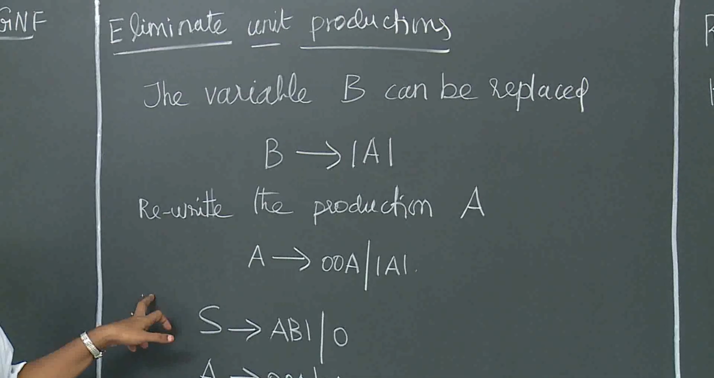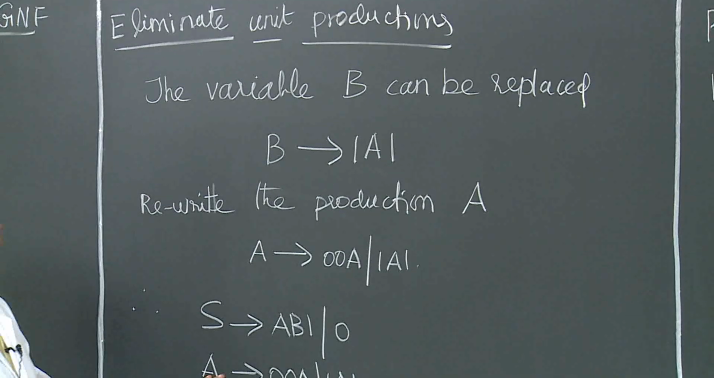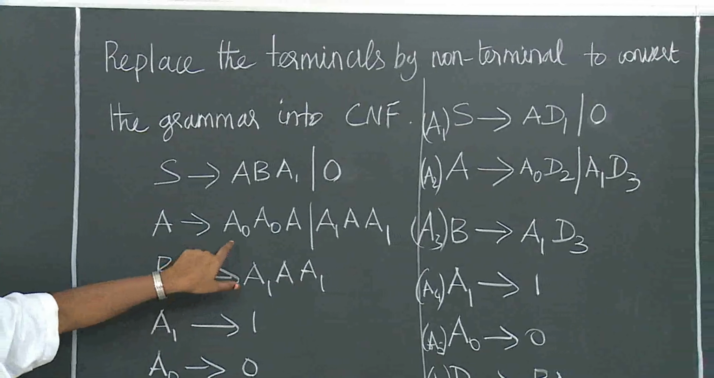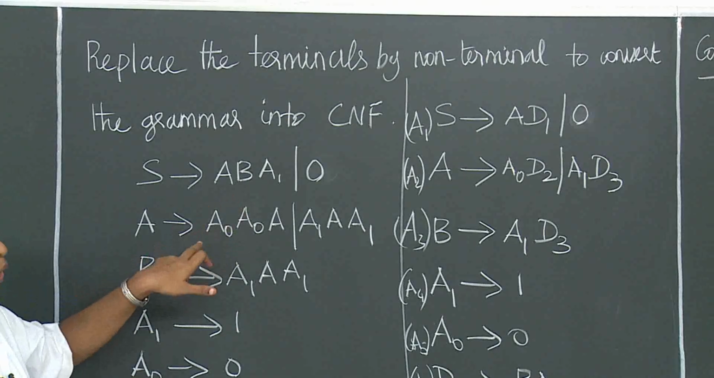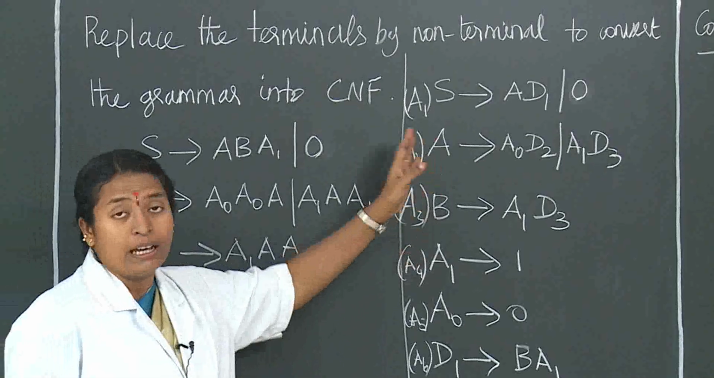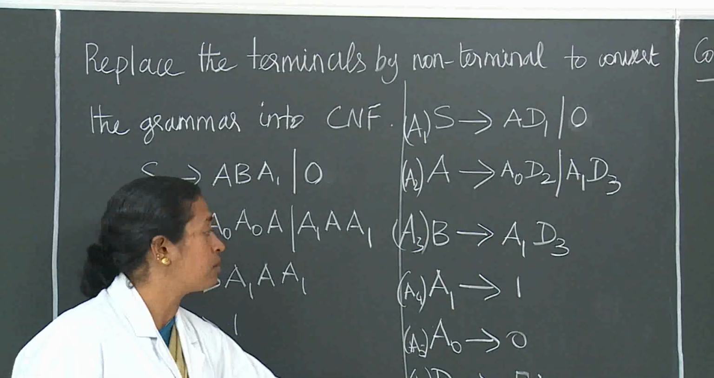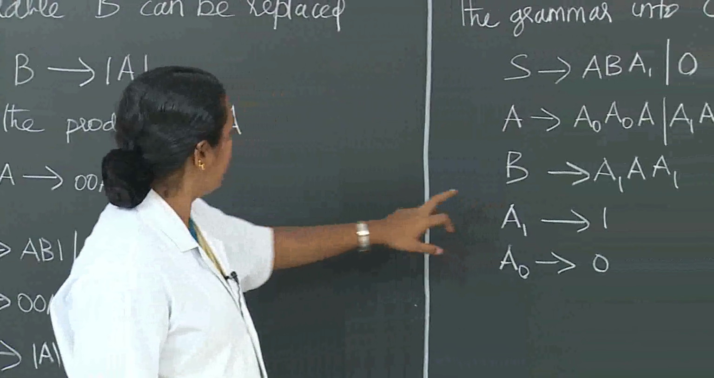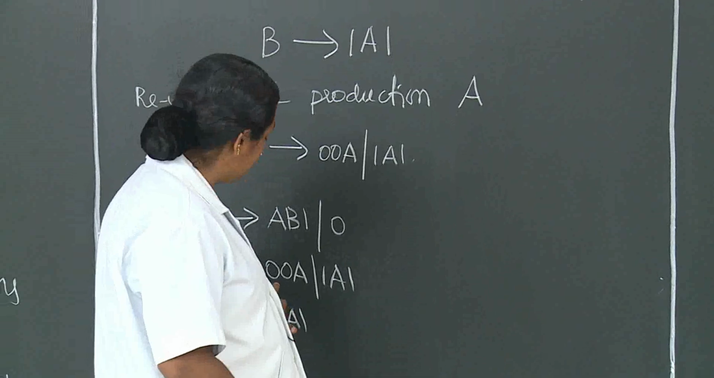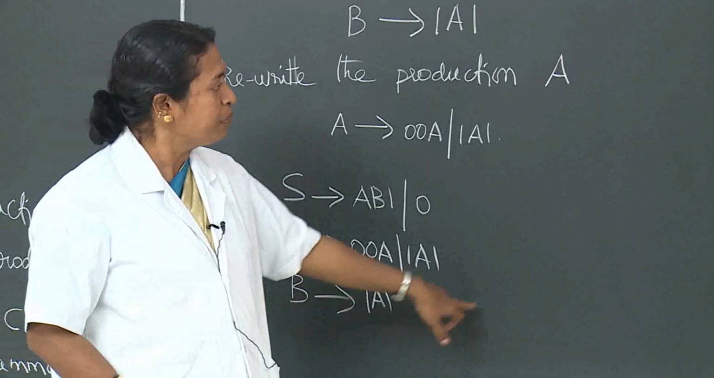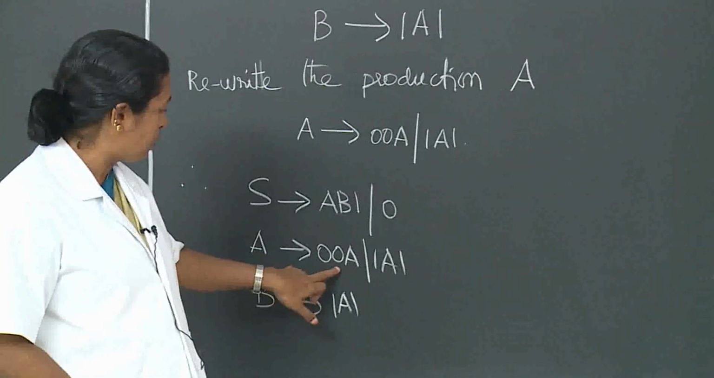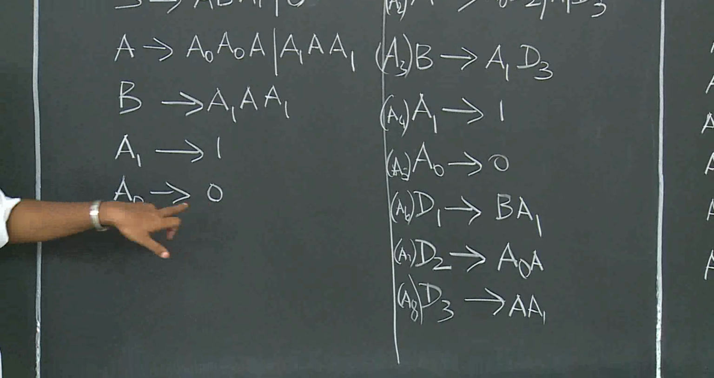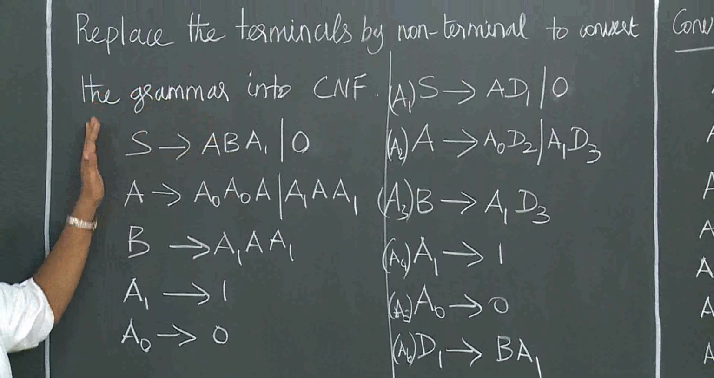Third, we have to convert the grammar into the CNF. The grammar is converted into CNF in 2 steps. First we have to replace all the terminals with non-terminals. Then we have to restrict the right hand side of the productions to only 2 things. First we are seeing here, this grammar is converted into this format, as there are terminals on this side. These terminals are replaced by the non-terminals. So 1 is replaced by A1, 0 is replaced by A0. If we do this, we will get this grammar.